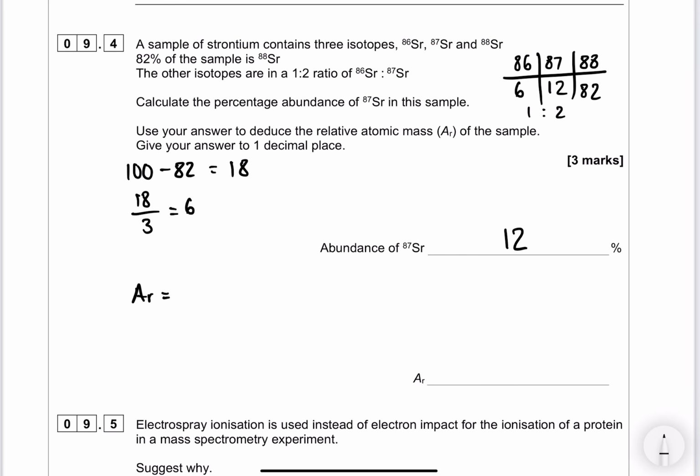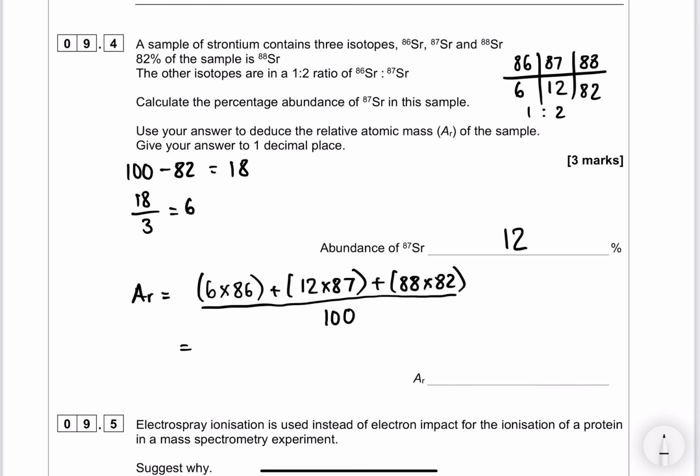So if I look up at my little table, it's the sum of the mass times the abundance, the mass times the abundance, keep on adding up, the masses times the abundance, divide by the total abundance. Well, these were in percentages, so I'm going to divide by 100. So you want to put that into your calculator, and I'm getting 87.76. It says give your answer to 1 decimal place, so 87.8.